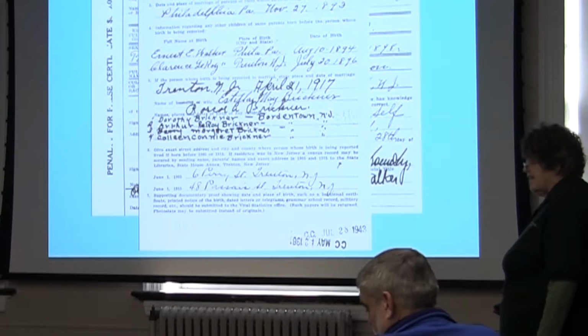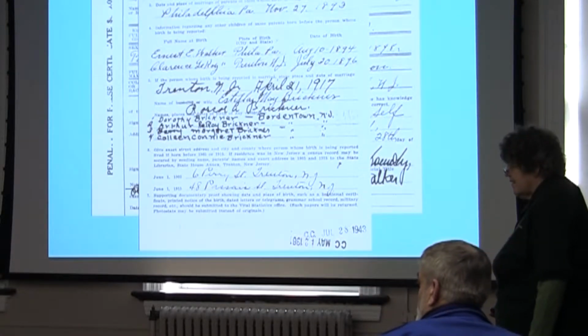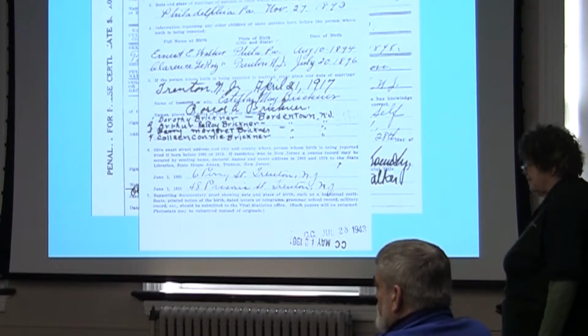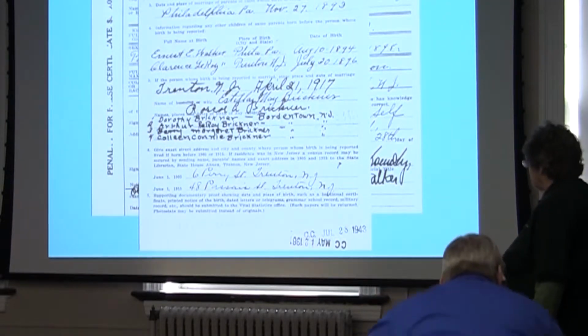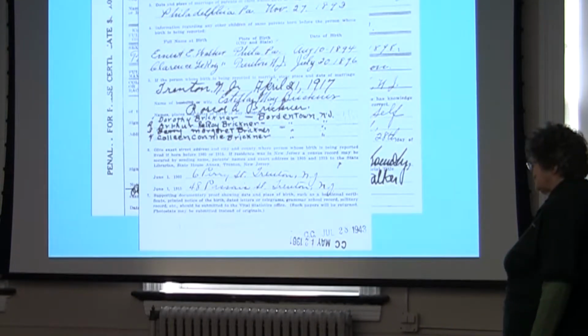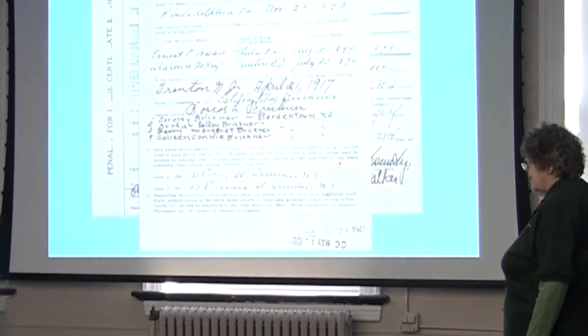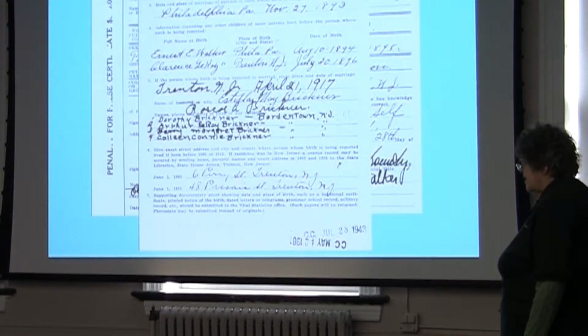Where are the Jersey State Archives? They are on West State Street in Trenton. Not hard to get to. You all know that the Pennsylvania death certificates are online, right? Pennsylvania death certificates are online until 1963, is it? I believe. I think it's 1963.